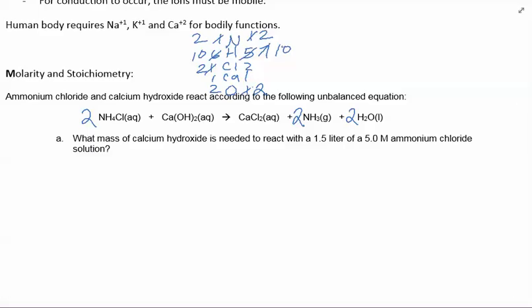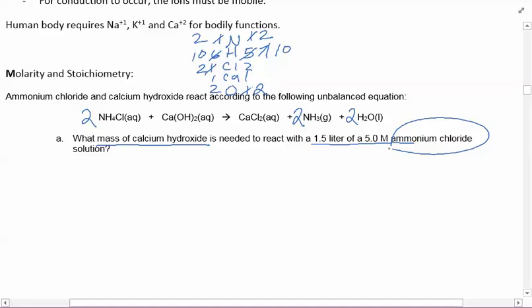stoichiometry nonetheless. So in this chemical reaction, we want to know what's the mass of calcium hydroxide needed to react with 1.5 liters of a 5 molar solution of ammonium chloride. In this problem, you have a solution rather than 2 solids. So the first step is figuring out how many moles of your ammonium chloride do you have. So this is where the molarity part comes in. Molarity is moles over liters. We have liters and molarity. Molarity times liters is equal to moles.